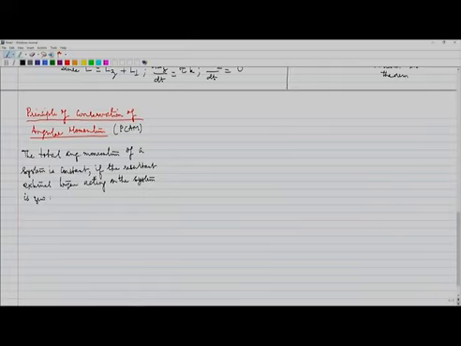Now we are considering symmetric rigid bodies. Therefore, we have the initial angular momentum is the same as the final angular momentum, I times omega is equal to constant. This is a statement for the angular momentum conservation.